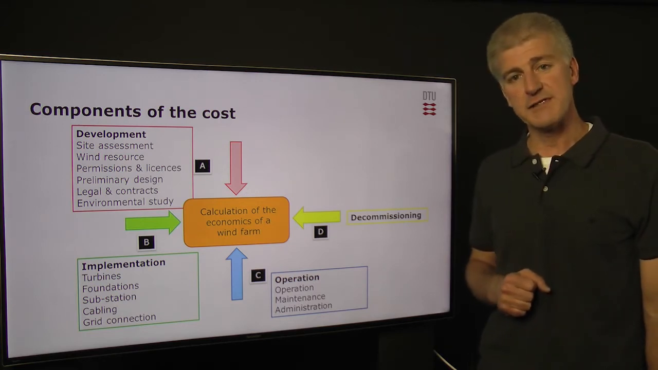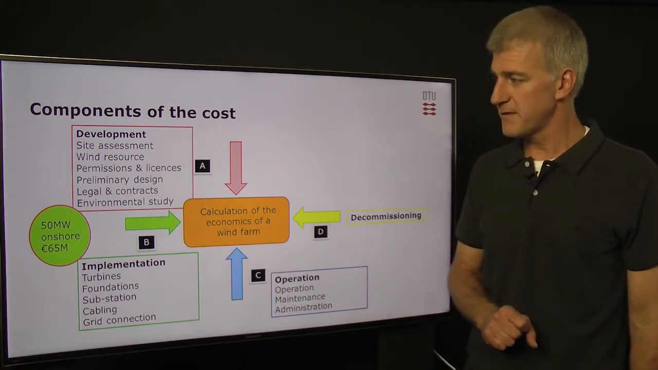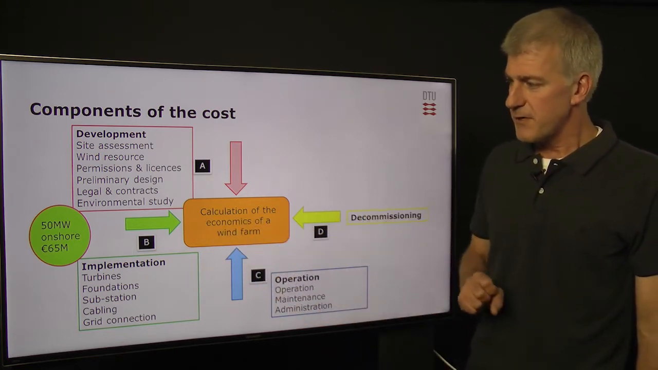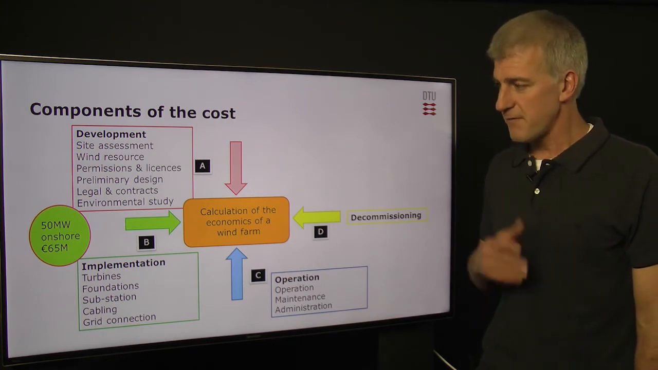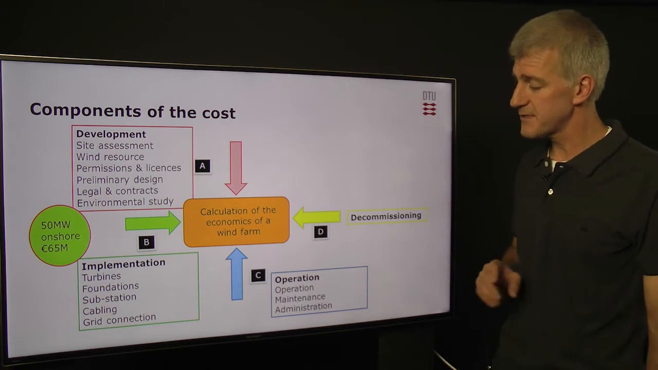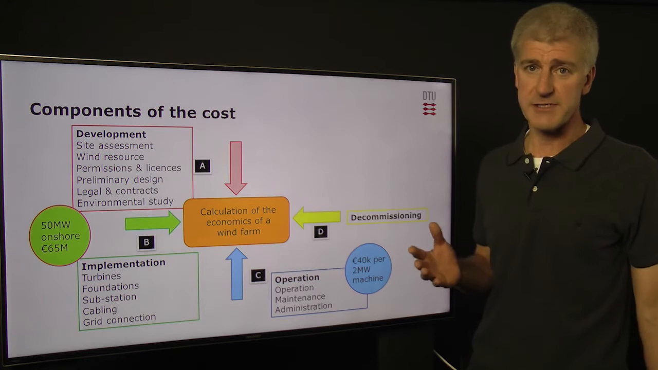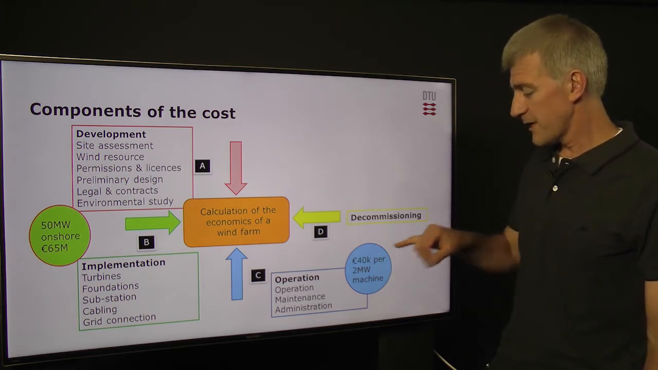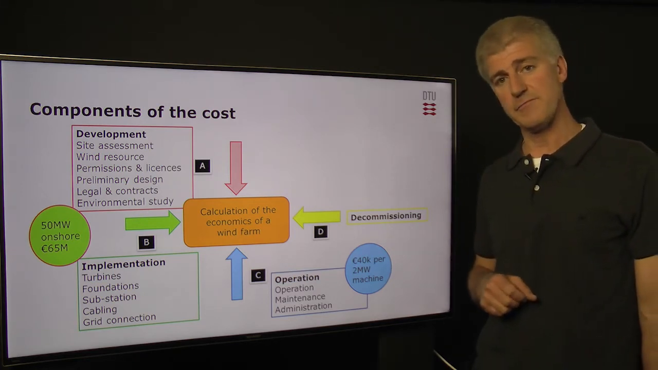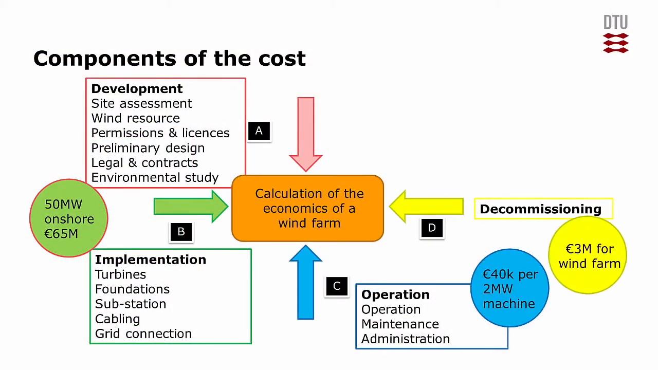How much might these phases cost? Let's just take a look at the development and implementation. For a 50 megawatt onshore wind farm, we're looking at somewhere around 65 million euros. These are, of course, very approximate figures. For the operation, for a 2 megawatt machine, which is a very common size these days, we're looking at about 40,000 euro per machine per year. And finally, for the decommissioning, we might be looking at around 3 million euro for the whole wind farm.